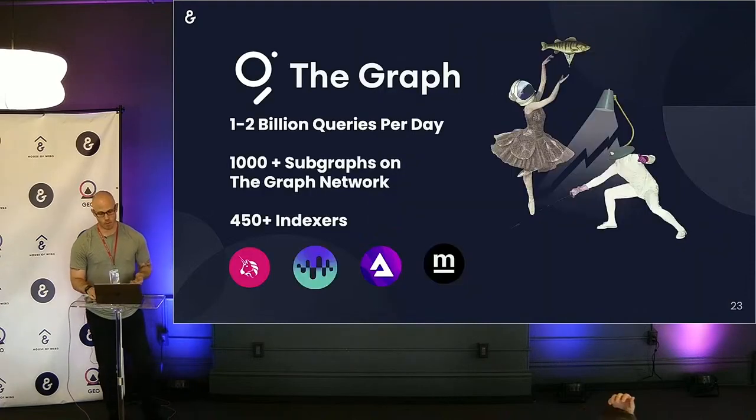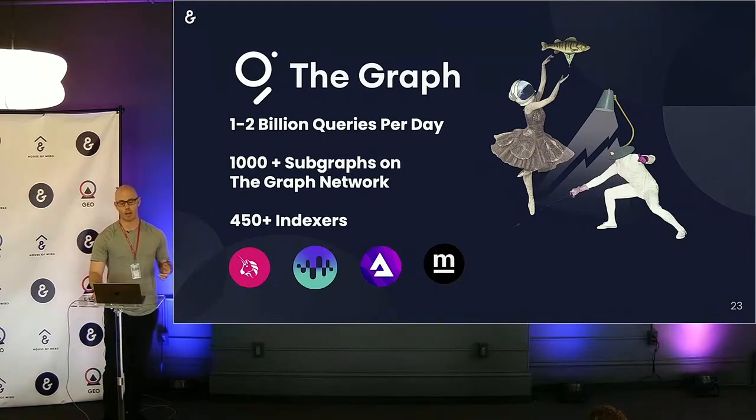So that's the overview of the graph and subgraphs. 1 to 2 billion queries per day, over 1,000 subgraphs on the graph network, and 450 plus indexers are working right now. So very cool stuff.